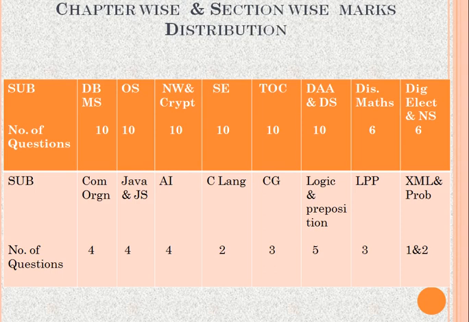The next thing which we are going to see is chapter-wise and section-wise marks distribution. The different subjects which we have in paper 2 computer science and applications are DBMS, OS, networks, cryptography, software engineering and so on. Now we can see section-wise how the questions are being split.